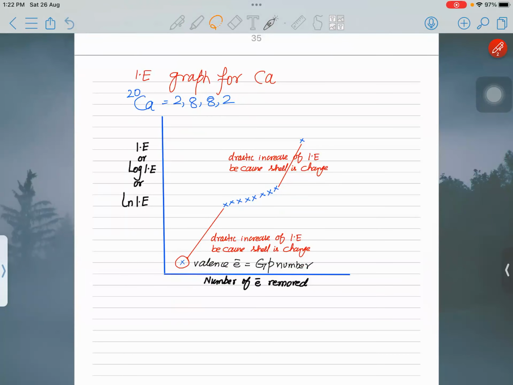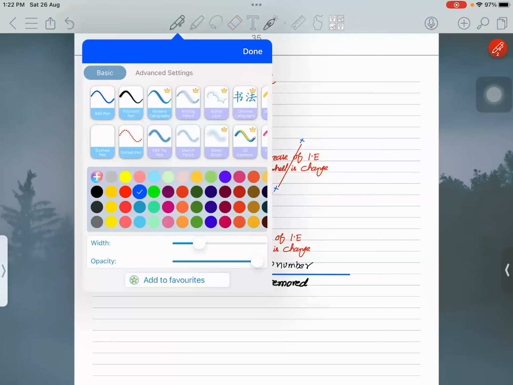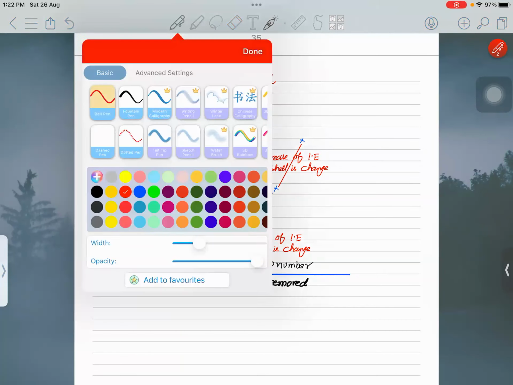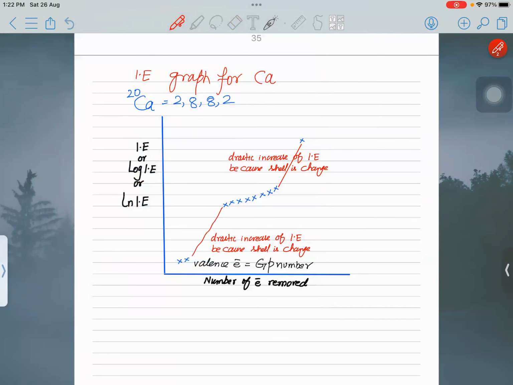This is the calcium graph. You know that calcium has 2 valence electrons. So initially you have 2 electrons. Then 8 electrons are removed, then again 8 electrons, then 2 electrons.